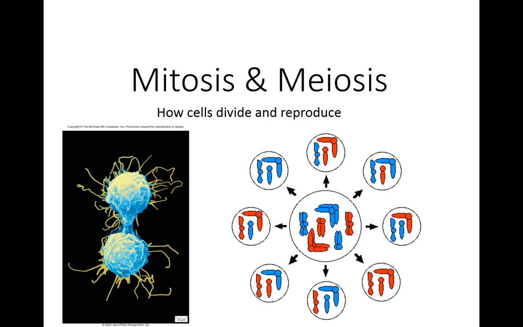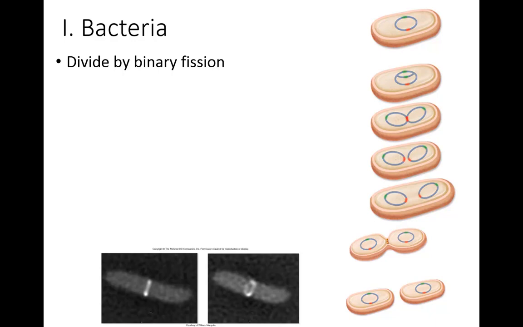Okay, so we're going to go over mitosis and meiosis, which both have to do with cell division. One has to do with reproduction, the other has to do with just how cells divide. Now, bacteria divide by binary fission, which isn't mitosis or meiosis, but it is a similar process.